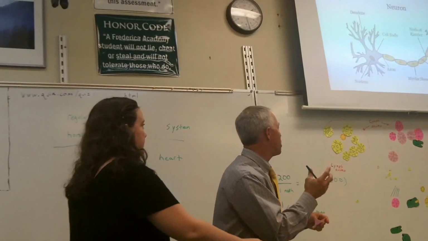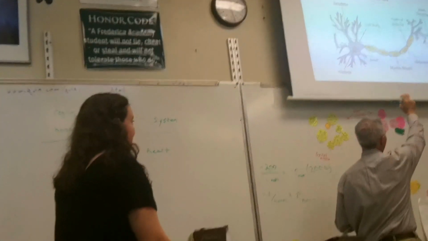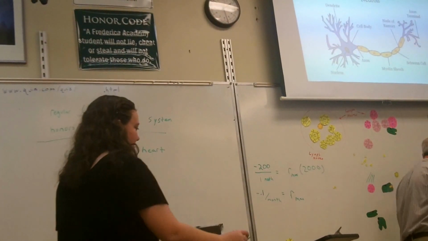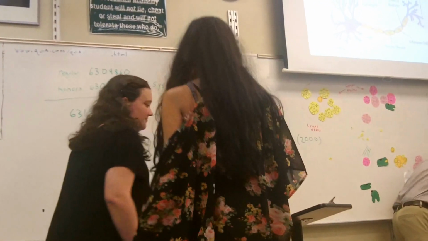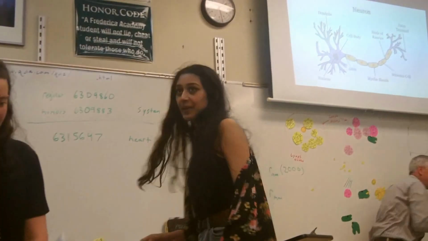Because think about how quickly you can move your body. A Schwann cell wraps around the axon and insulates it. It keeps the signal inside and makes it go faster.